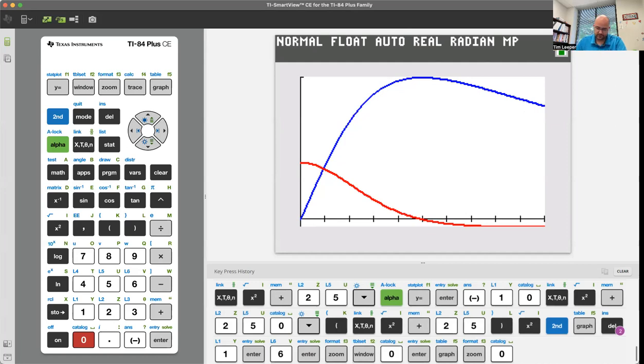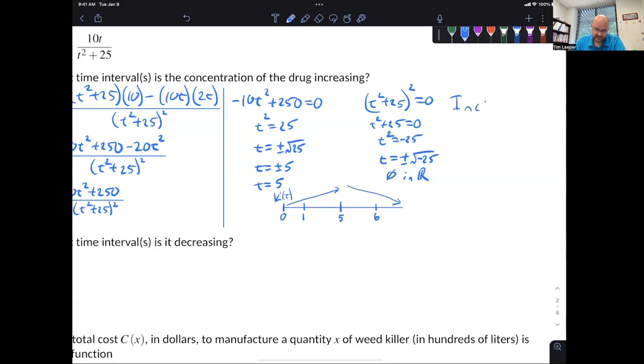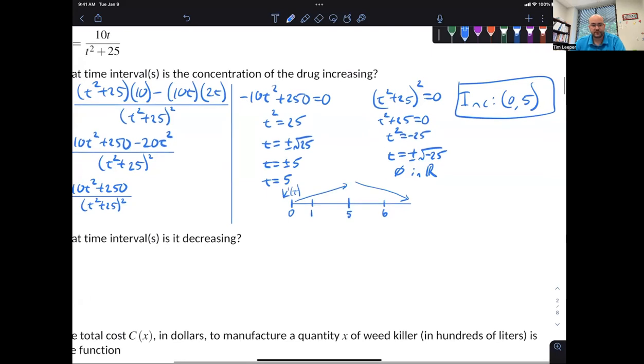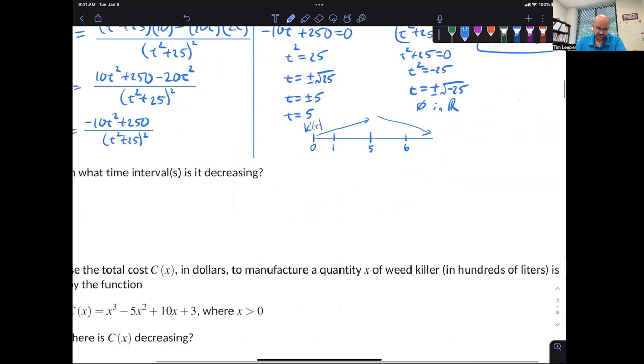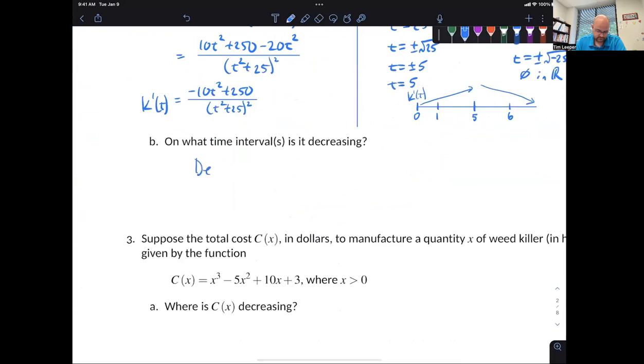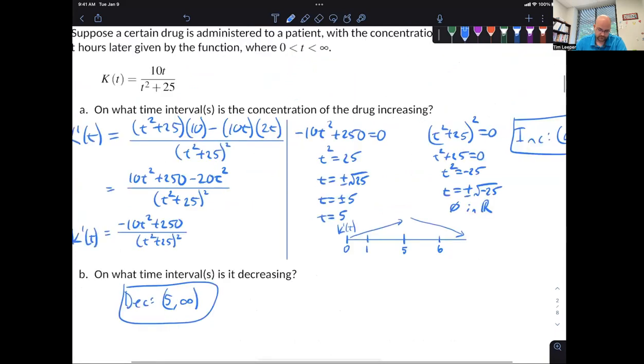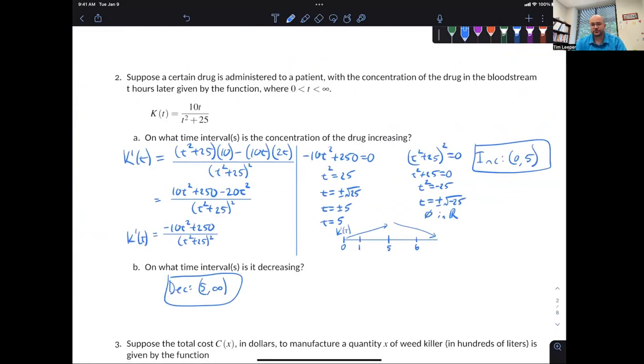And there we go. So the question is, where is this increasing? It is increasing on the domain from 0 to 5. Good. And then it's asking, on what time interval is it decreasing? Well, it's decreasing from 5 to infinity. And there we go. Here is example 2 for exam 3 review. Have fun.